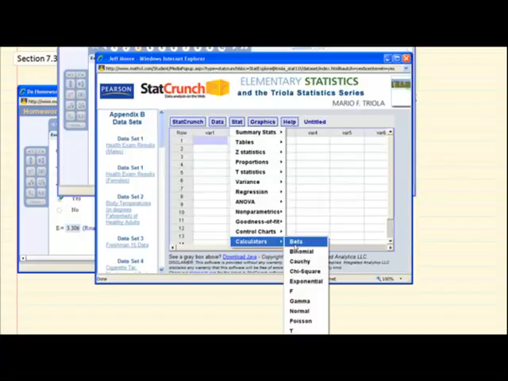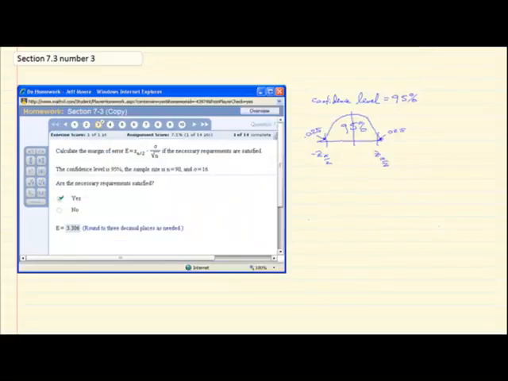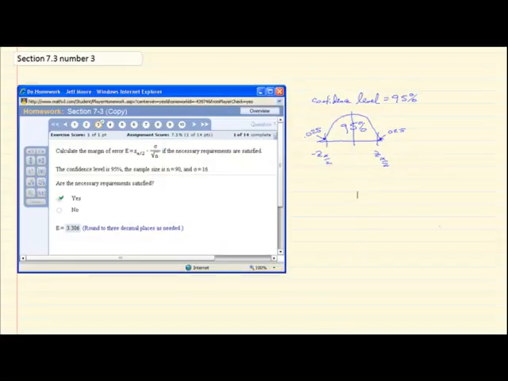We'll go to calculators, normal, and we're going to make this thing match what we see in that picture over there. 0.025 in these tails. And I can do that either by just saying the probability that x is less than some amount is 0.025, and I'll get minus 1.96. So the opposite of Z sub alpha over 2 would be minus 1.96.